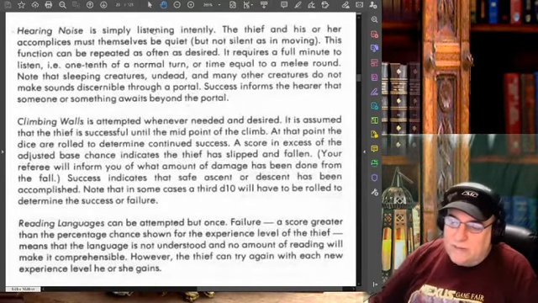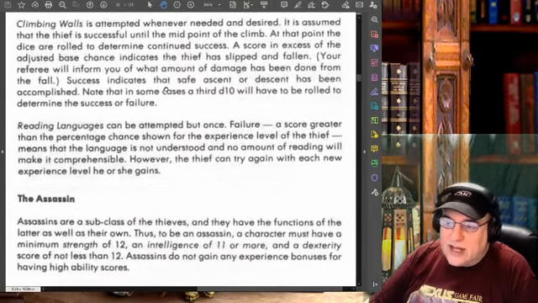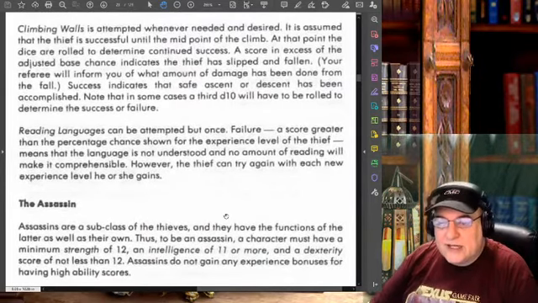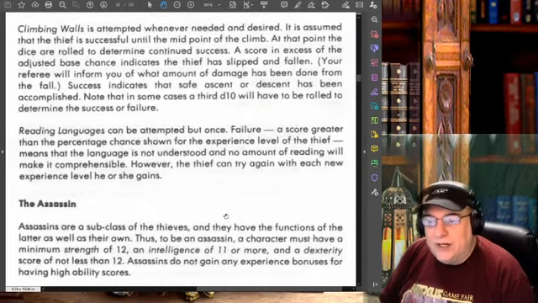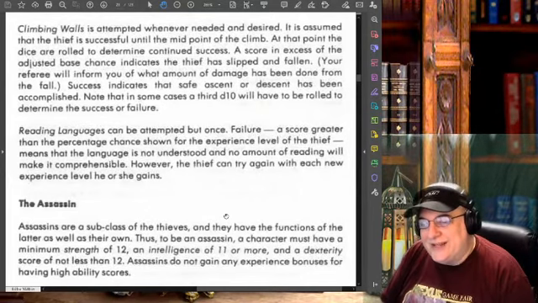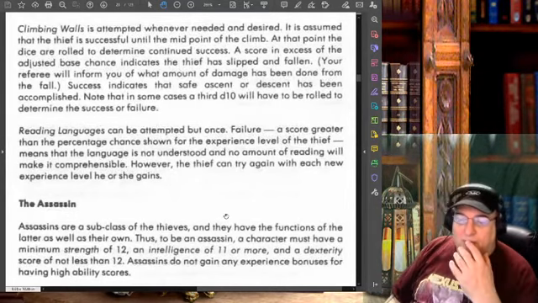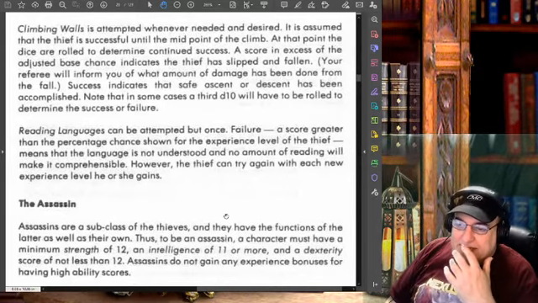Climbing walls is attempted whenever needed and desired. It is assumed the thief is successful until the midpoint of the climb. I thought that was interesting, and I kind of skipped that because I guess that's the only one point at which it becomes important. At that point, the dice are rolled to determine the continued success.